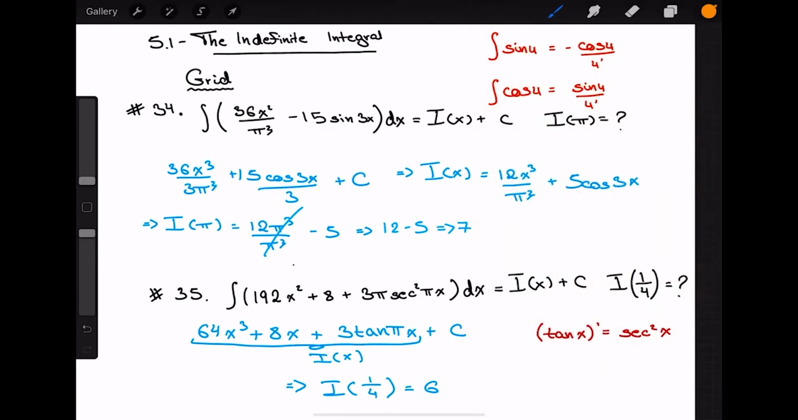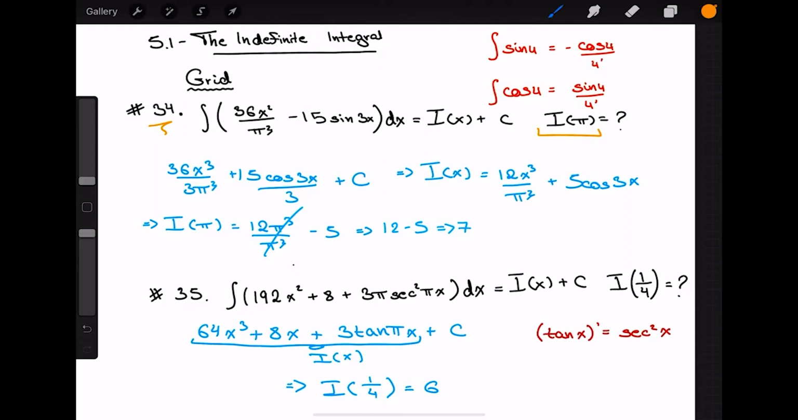Hey everybody, for today's video, I'll be going over the grid questions for section 5.1. Starting with question 34. The integration of 36x squared over pi cubed minus 15 sine 3x is equal to I(x) plus c. They're asking us for what is I(pi).